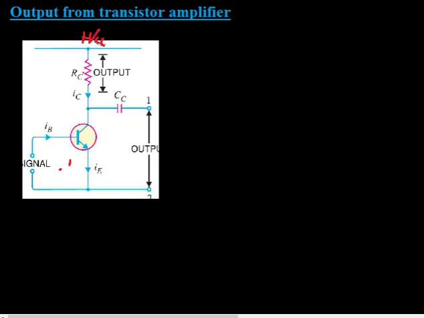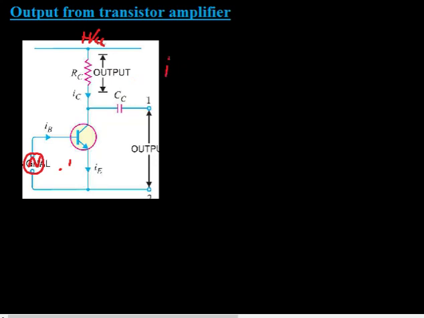The plus VCC is connected to the collector resistance RC, which is connected to the collector. The base is connected to the signal where we are applying the sinusoidal waves, and emitter is made common to both our input and output terminals. Now from this one we can say that we can take output in two ways.